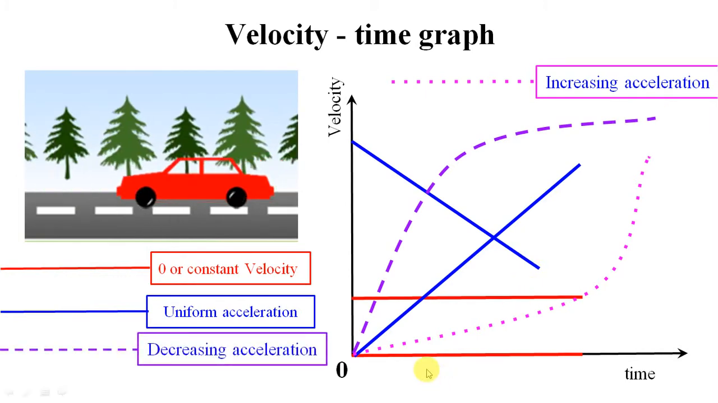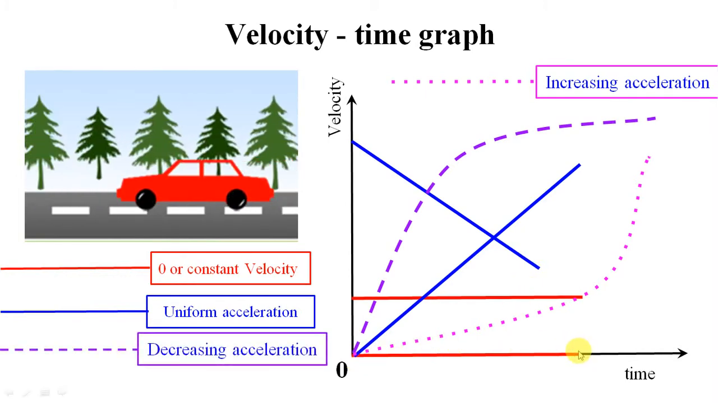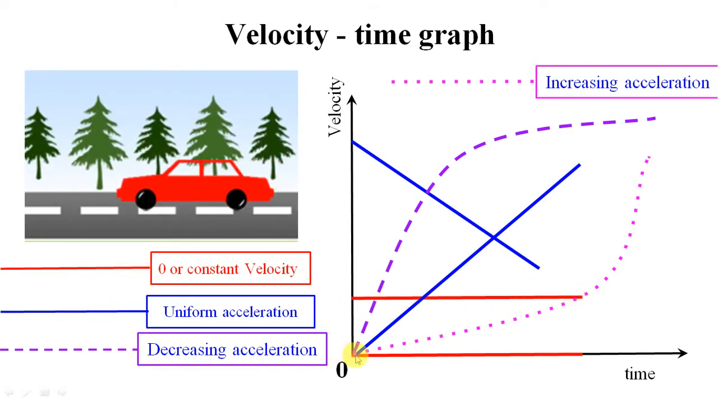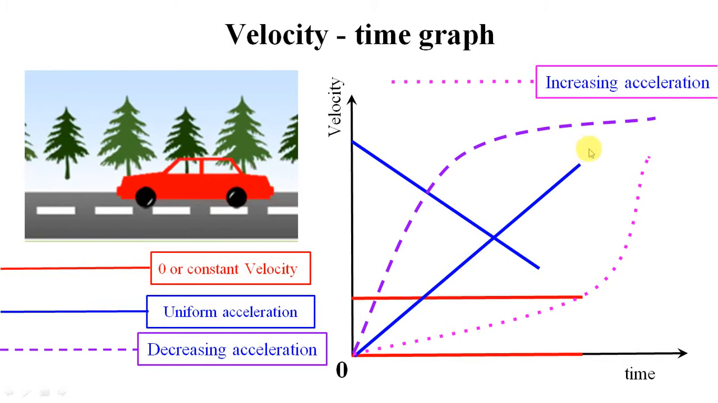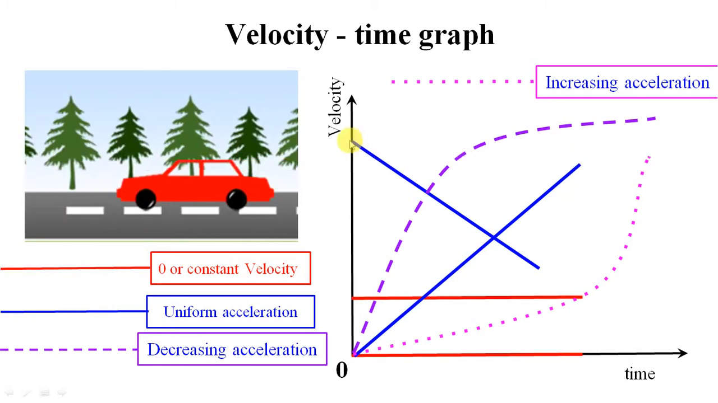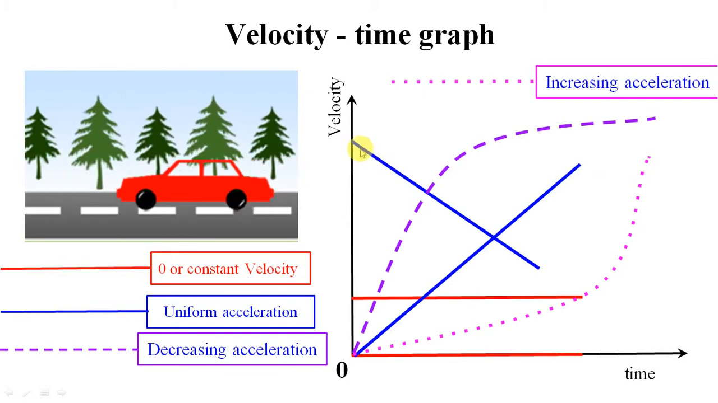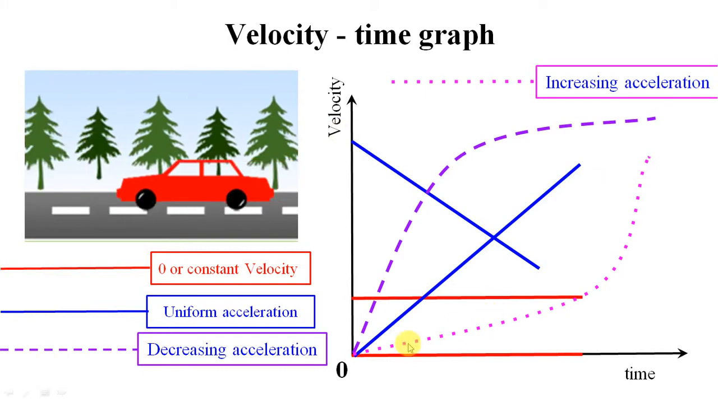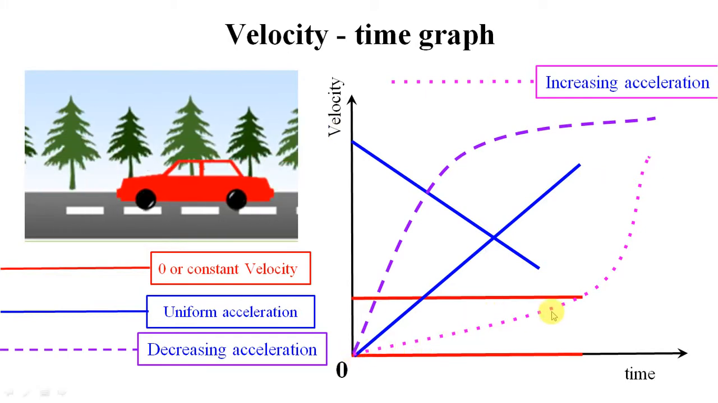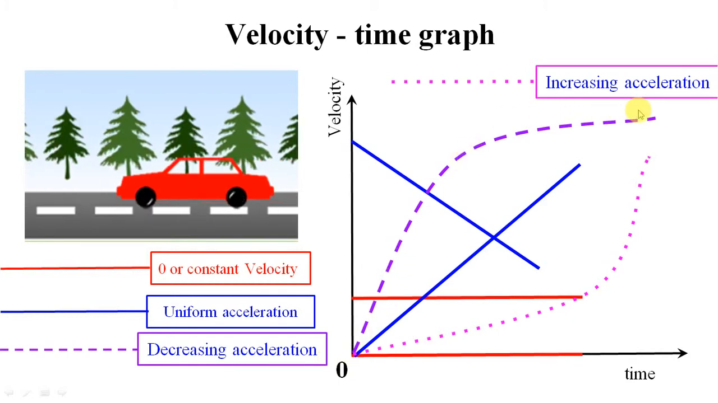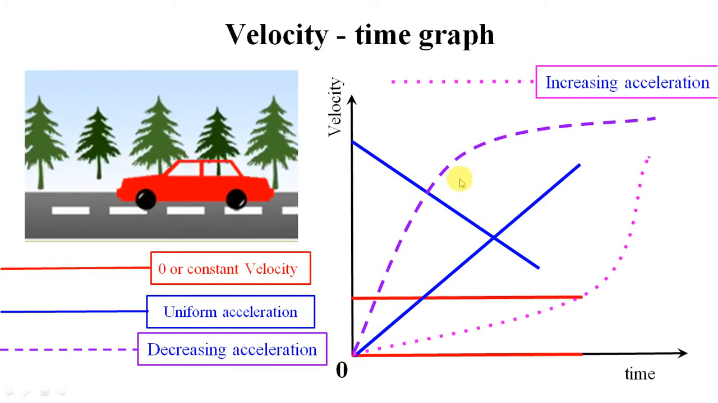So case 1, the body is at rest permanently; case 2, the body maintains constant velocity; case 3, the body maintains uniform acceleration, that is, an increase in velocity at a constant rate; case 4, the body maintains uniform deceleration, a decrease in velocity at a constant rate; case 5, the body shows increasing acceleration; and case 6, the body shows decreasing acceleration.